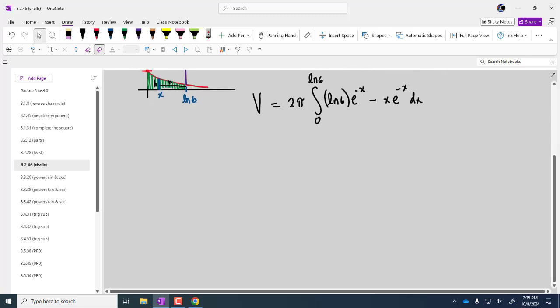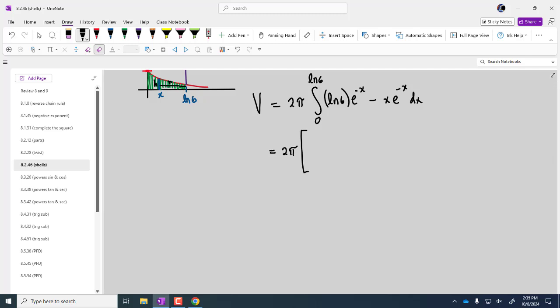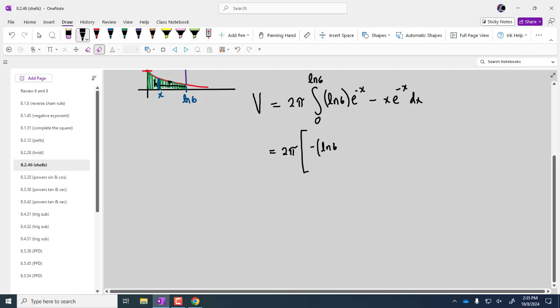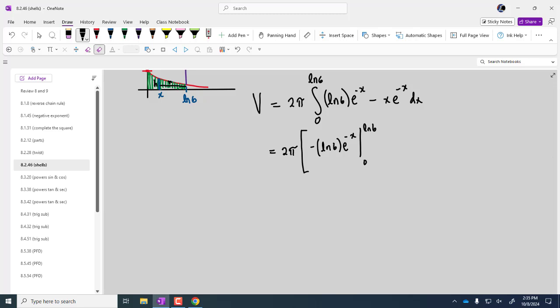Okay, well, looks like a little integration by parts. Let's first do the first integral. This one we can immediately integrate. That's going to be e to the negative x divided by negative 1. So we're going to have minus natural log of 6 e to the negative x, evaluated on the interval 0 to ln 6. There's the first part. We'll do an integration by parts for the second one.